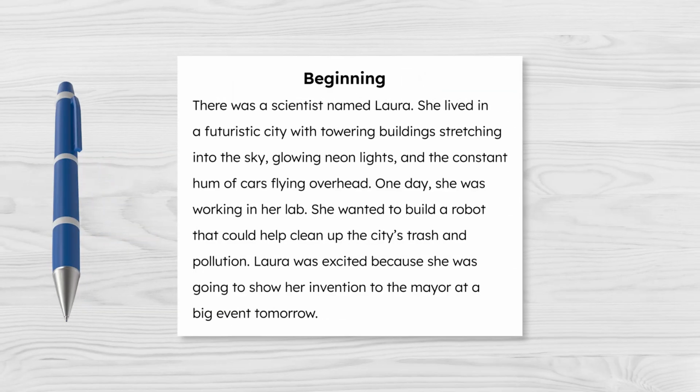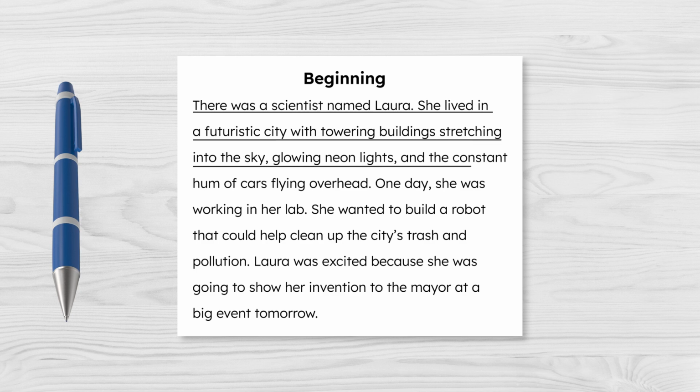Now, we're ready to revise my story. Let's work together to bring my main character, Laura, to life. Let's start with the beginning where I introduced Laura. There was a scientist named Laura. She lived in a futuristic city with towering buildings stretching into the sky, glowing neon lights, and the constant hum of cars flying overhead. Let's stop reading for a moment. We described the futuristic setting well here, but what about Laura? We don't know what she's like. We only know she's a scientist, which makes it pretty tricky to imagine her.